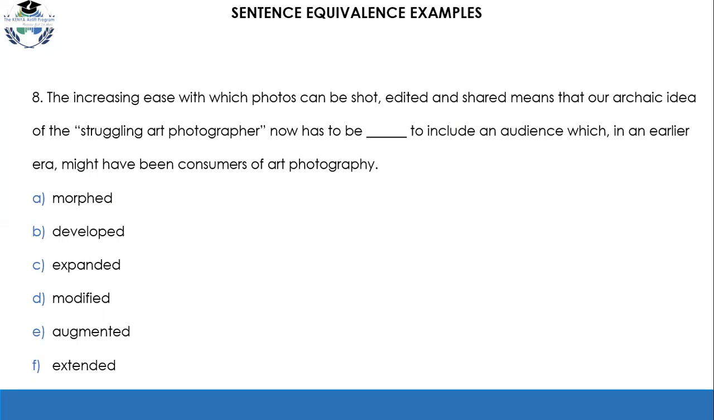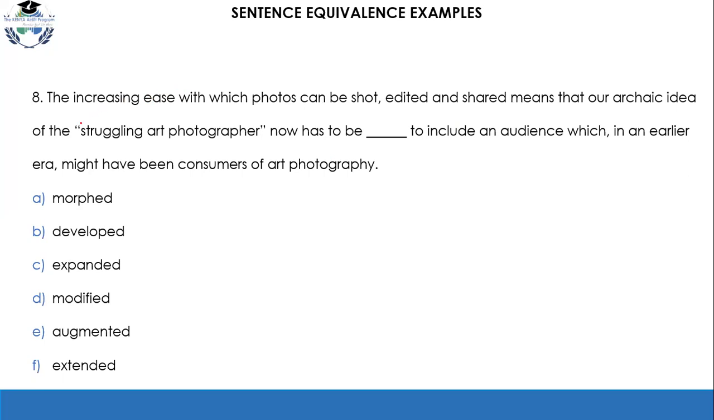So what I understand from the sentence is that now it is easier, the way the photos are shot, edited, and shared. It's easier. So the archaic means the previous way in which art photography was done needs to be, it's as if they need to be improved to include what is happening now. Yes. Yeah, that is actually exactly correct. That thinking is actually correct.